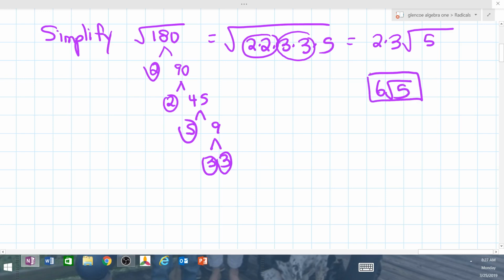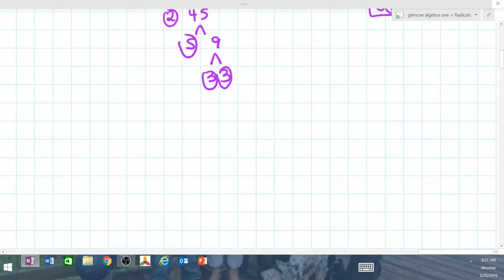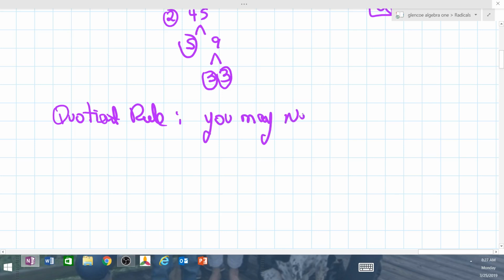Okay. Here's something new and interesting. The quotient rule of radicals says this: you may never leave a radical in the denominator.